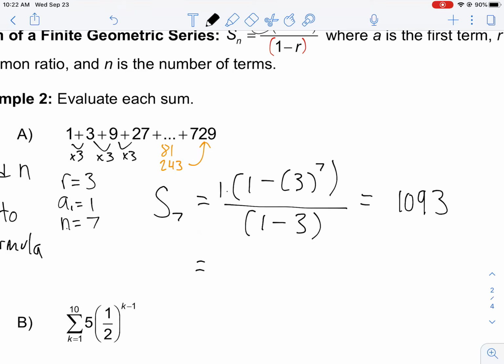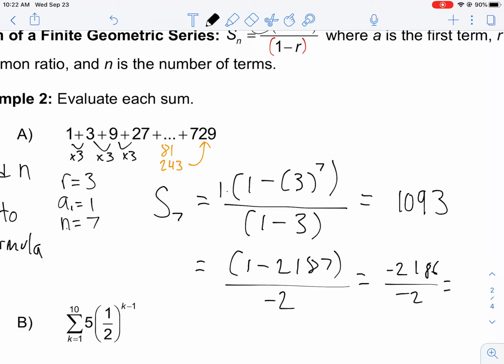So, if we wanted to do this out by hand, then it would have been 1 minus 2,187 over negative 2, which would have been negative 2,186 over negative 2, which is 1,093. So either way, you could have done it, right? If you write it out in steps like this, that is also totally acceptable.